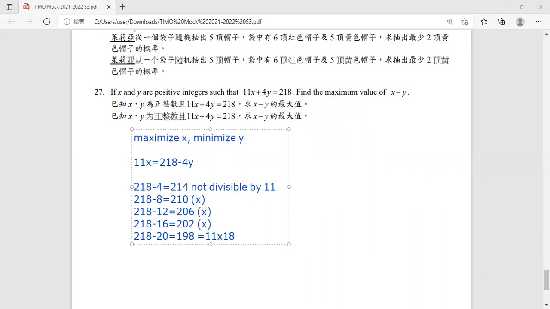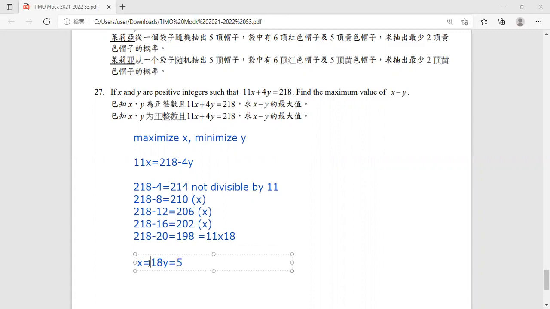Okay, this is a multiple of 8, multiple of 11. Then I will take this case. Then x will be equal to 18 and y is equal to 5. So the maximum of this one will be 18 minus 5, which is 13. Finish.